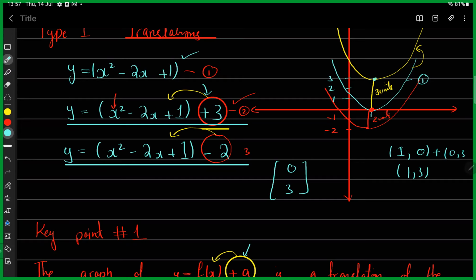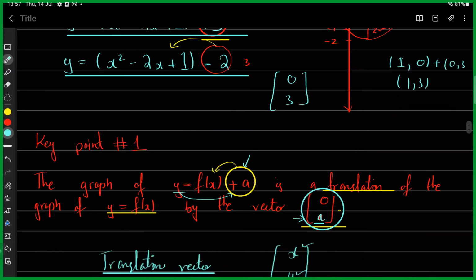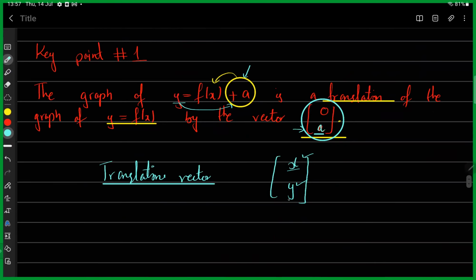So every point would be shifted this way, but we don't talk about it this way. Just know in translations, things are shifted either left, right, or up, down. We have a translation vector, and it has two coordinates, again, the x and y. Whenever you are adding something to the function, the change would be added in the y coordinate, and whenever we'll be doing something to the x axis, it would be added over here.